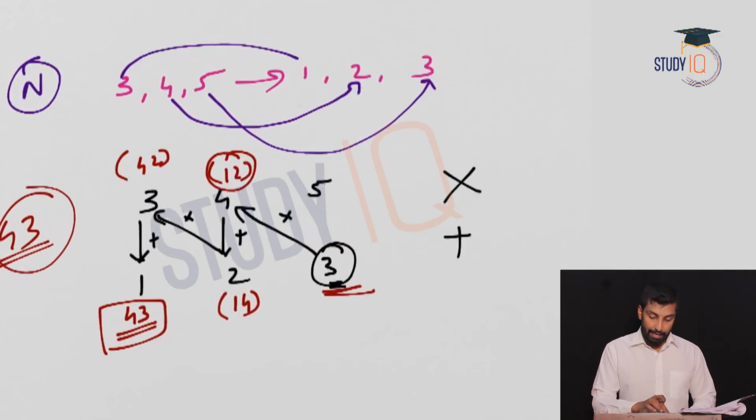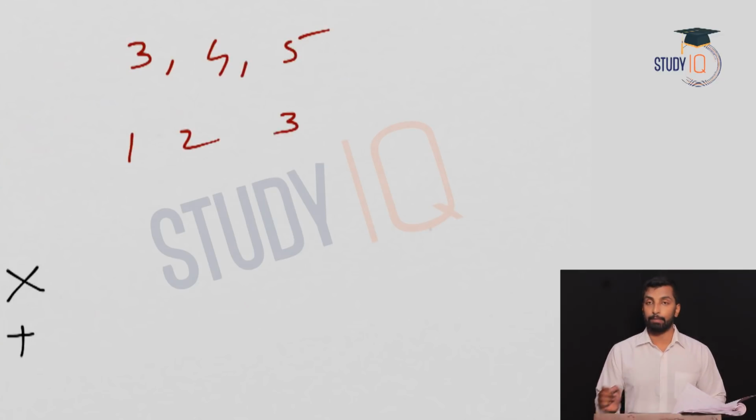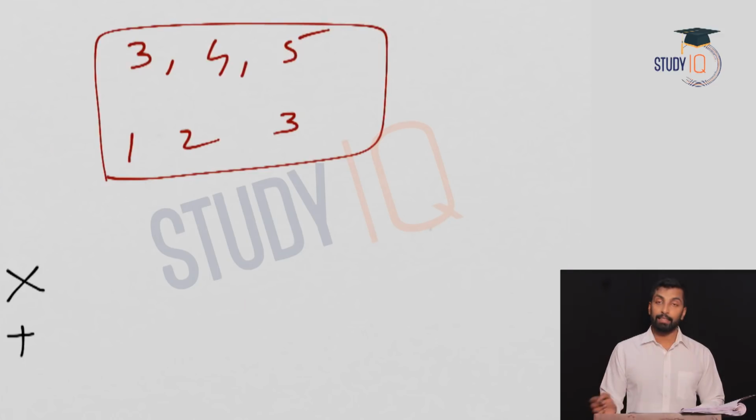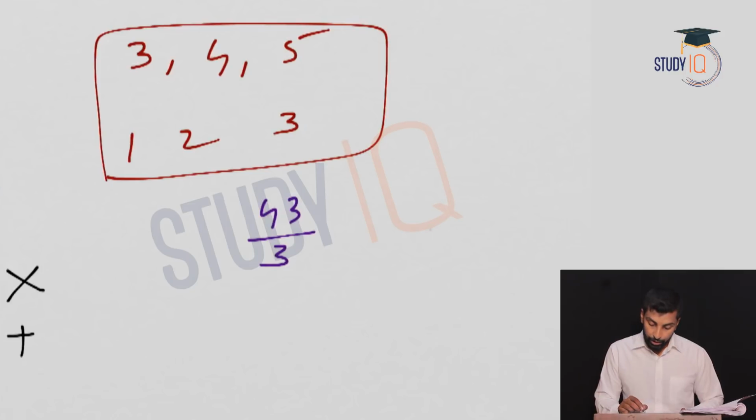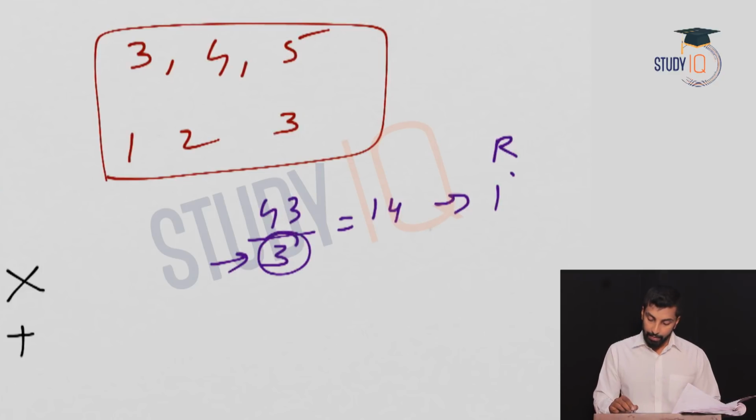Why? If you want, we can check now. What they're saying is the number divided by 3, 4, 5 leaves remainders 1, 2, 3 respectively. And we got 43 as the first number. Let's divide 43 by 3 first. What is the quotient? The quotient is 14. What is the remainder? The remainder is 1. We are concerned about the remainder and this divisor. So when you divide by 3, you get remainder 1.